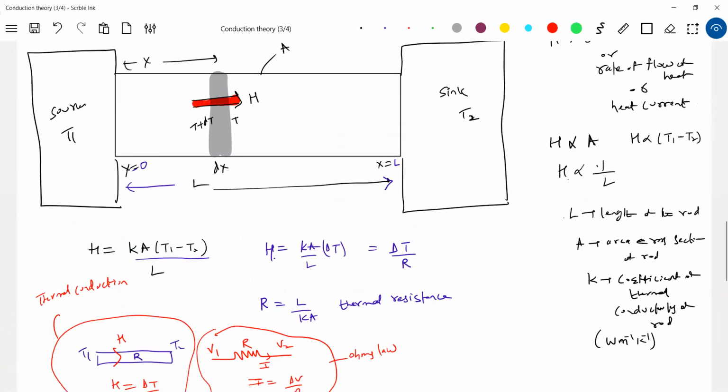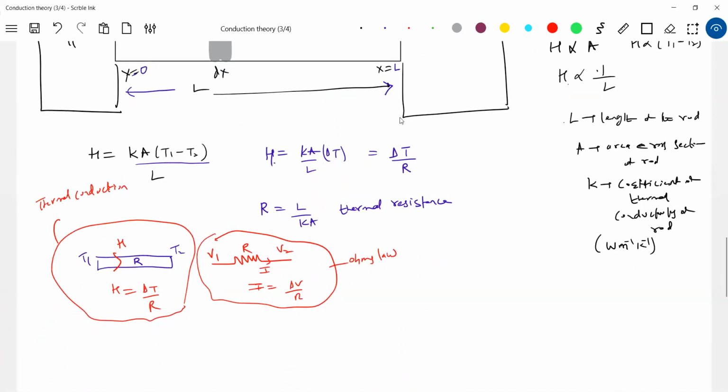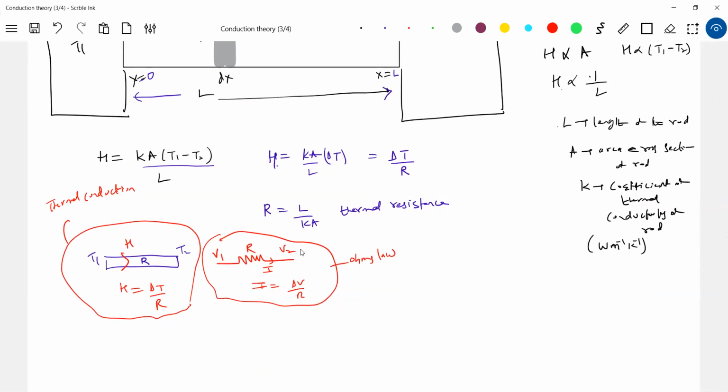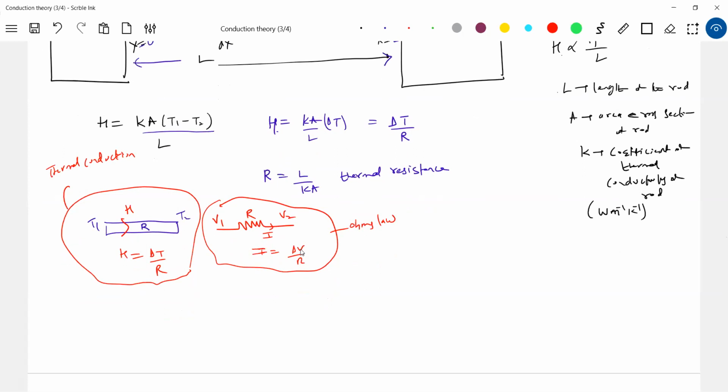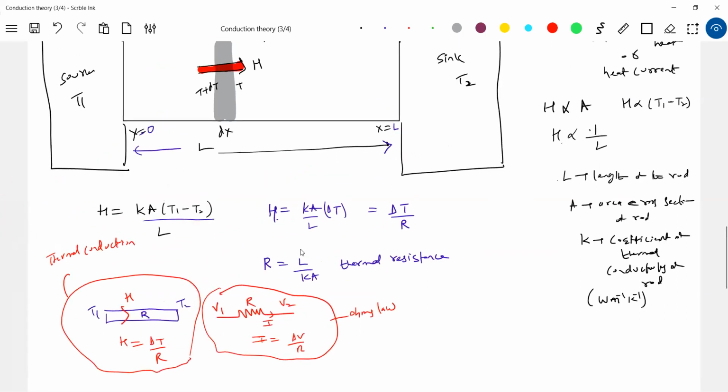Okay, let's get into the numerical part. Now, the same equation in the differential form, we write like this: H = -KA dT/dx. Why this negative sign? Because there's a temperature gradient. Or this will be dQ/dt.